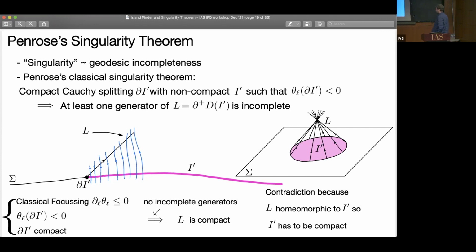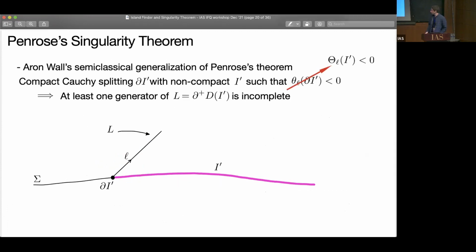Okay, now this was a classical theorem. It's important when possible to generalize this theorem to the semi-classical case, because for example, Penrose's theorem is violated in the presence of an evaporating black hole, the counterexample. This was done beautifully in a paper by Aron Wall several years ago, where very naturally the conditions stayed all the same, except the classical expansion condition was replaced by the quantum expansion of Σ′ in the L direction. And by swapping classical focusing with the generalized second law, Aron Wall was able to prove the same result.